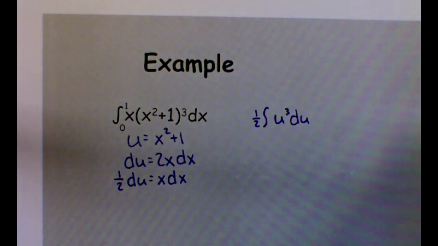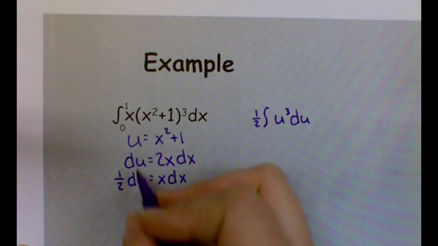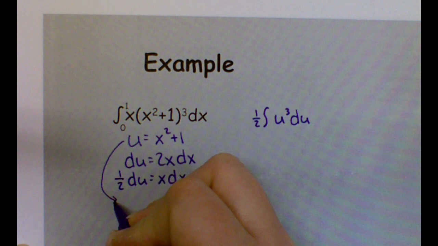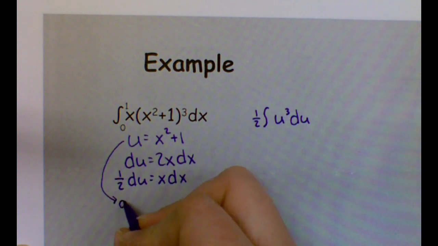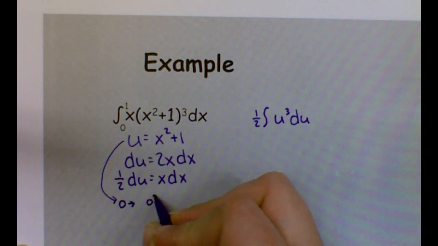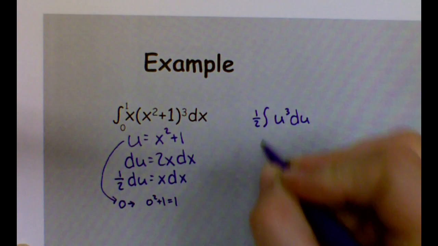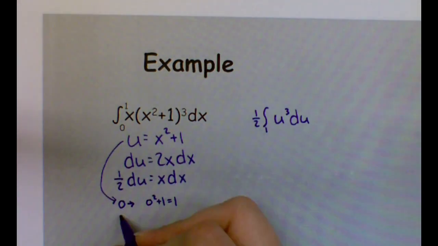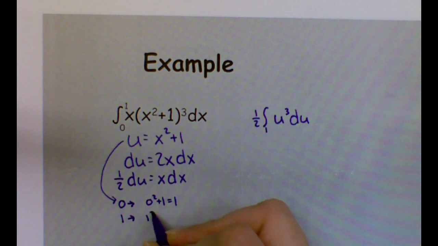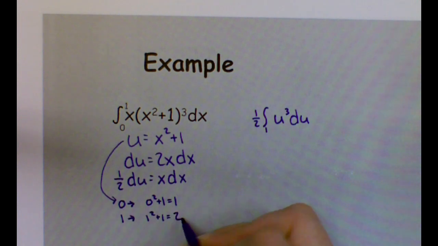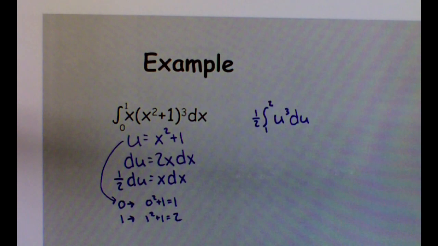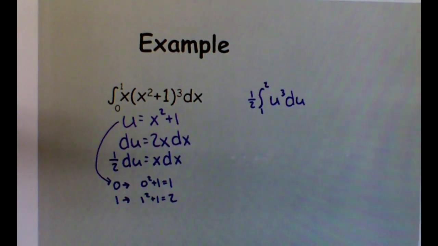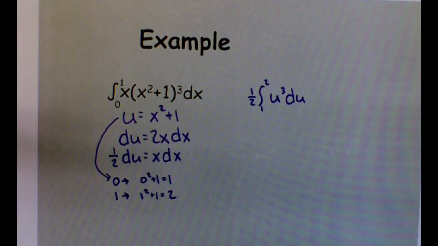Now instead of bringing the 0 and the 1 with us, we are actually going to plug them in. So 0 would become 0 squared plus 1, which is 1. My lower limit of integration is 1. My 1 would become 1 squared plus 1, which is 2. My upper bound of integration is 2. Now we never have to go back to x's.